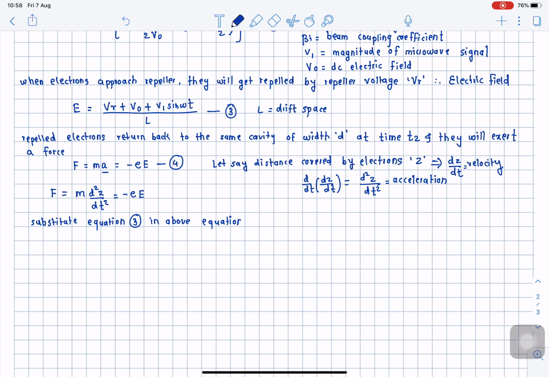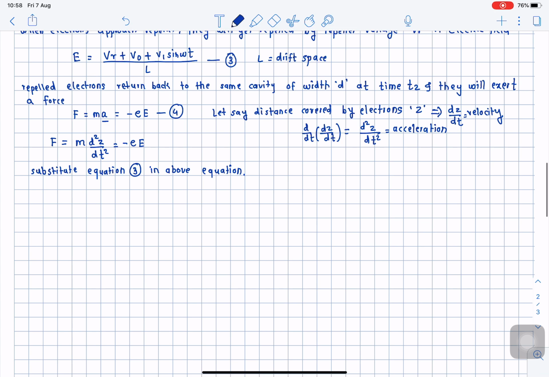So if I substitute equation number 3, that is the electric field total, in the above equation, I can write force is equal to mass into acceleration. The acceleration I replace with d2z upon dt square, which is given by minus e into capital E. Now this capital E I replace with equation number 3, Vr plus V0 plus V1 sine omega t, divided by L. Let us call this equation number 5.